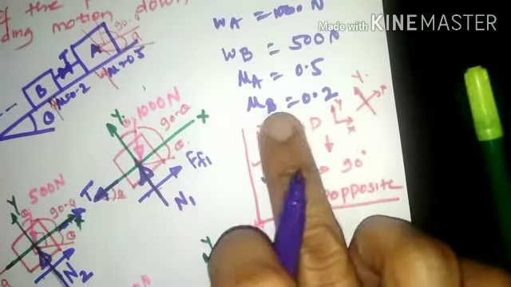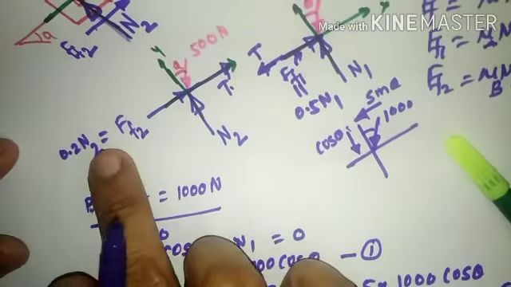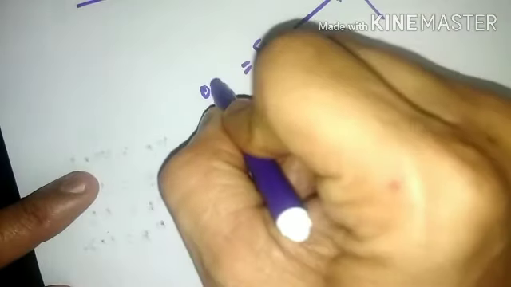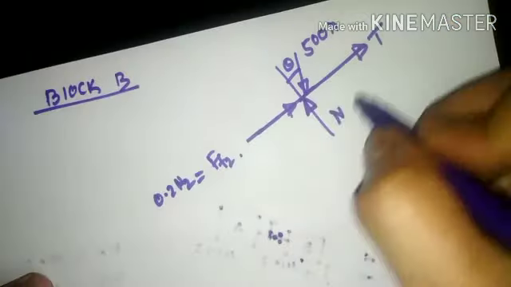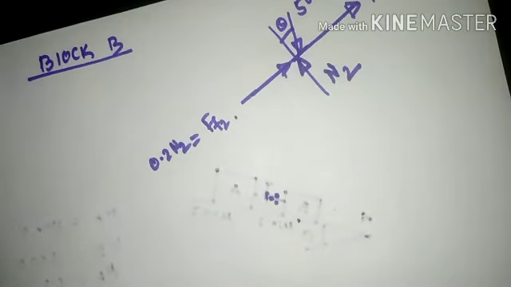The value of F_F2 comes from the coefficient of friction between block B and the plane, which is 0.2. For that reason, it will be written as 0.2 times N2. So showing that particular force as 0.2 times N2, N2 is shown here. This is nothing but the normal reaction now.